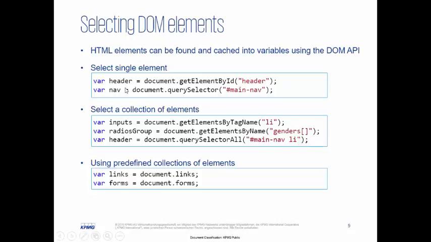Then if we have a collection of elements on the page, we can get them by different methods as well. So we have getElementsByTagName. This will return all the controls in the page that have the li tag. So if you have 20 list items on the page, they will all get returned here, and you'll have a collection that you can go through. getElementsByName does the same thing.